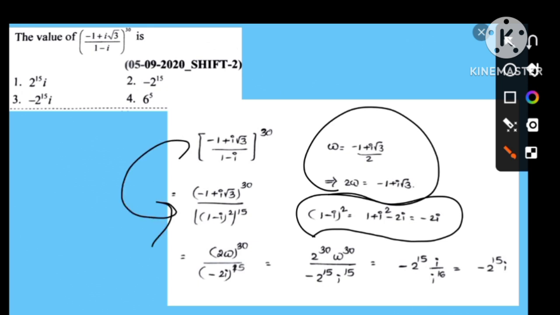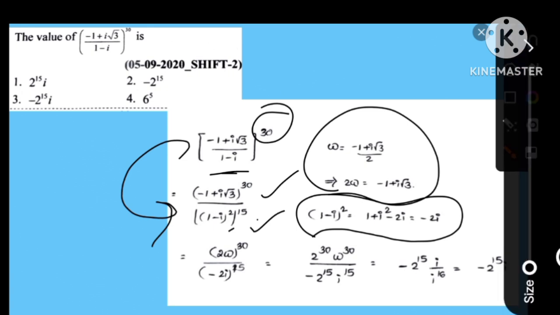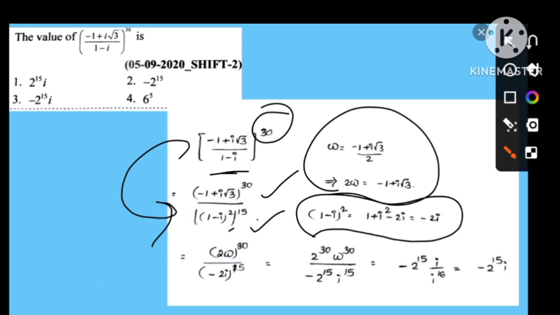(-1 + i√3)^30 / (1 - i)^2)^15. Okay, this 30 is taken as 2 into 15. And what is the value of -1 + i√3? -1 + i√3 is equal to 2ω. What is the value of (1 - i)^2? Minus 2i. Understand all of you?